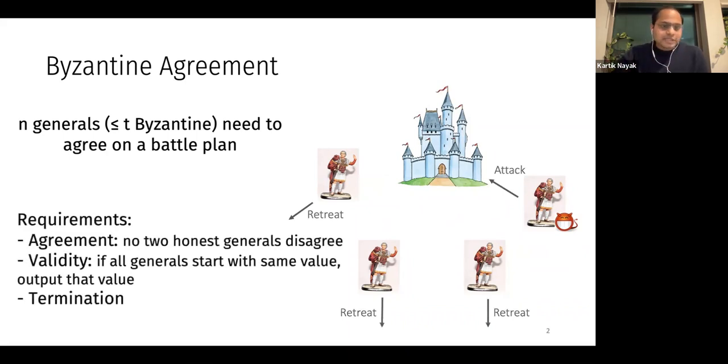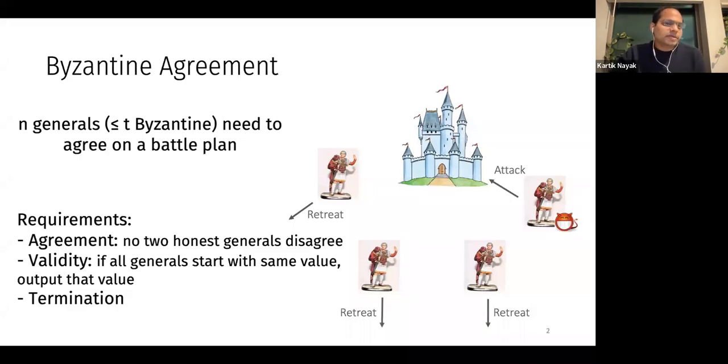Said as different properties, you need 3 properties to hold. The first one is agreement, which says that no two honest generals should disagree. Second is validity, which says that if all generals start off with the same value, let's say all of them want to attack, then you actually output that value, that is, you actually attack. And finally, you want termination, which means that all of these parties eventually take one of these 2 actions.